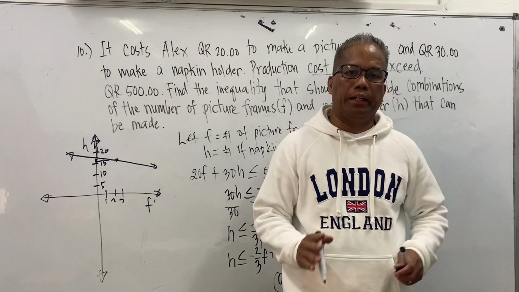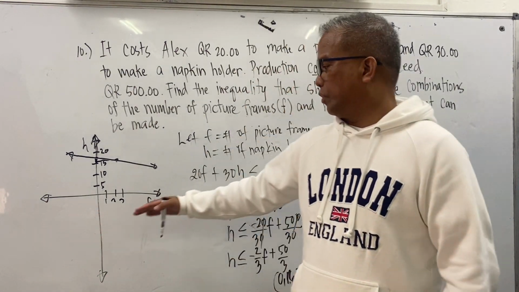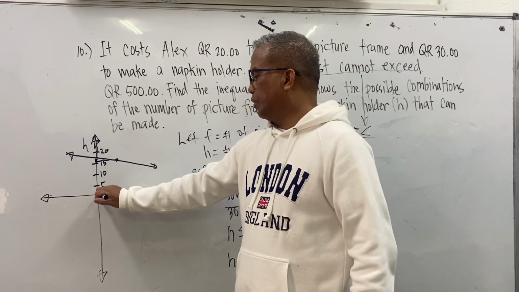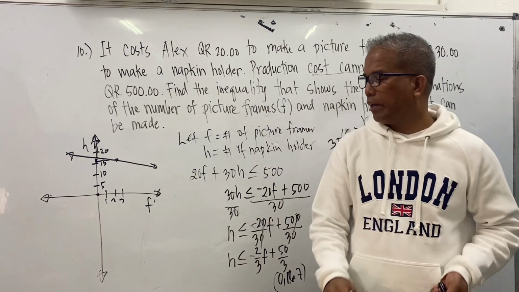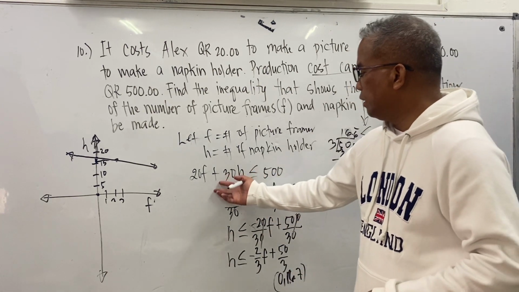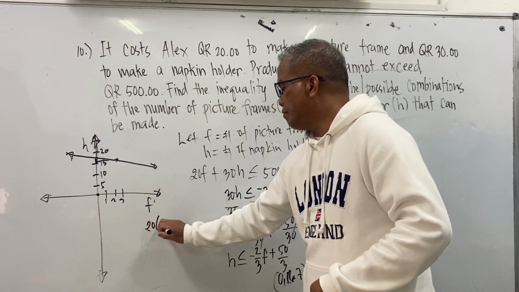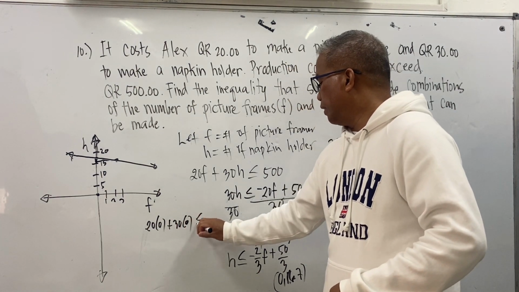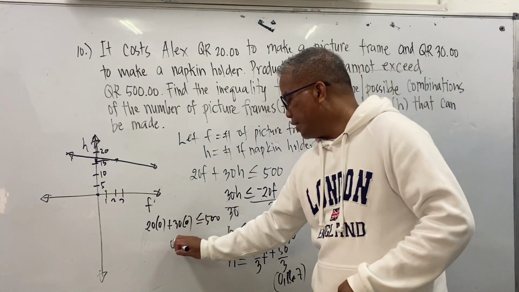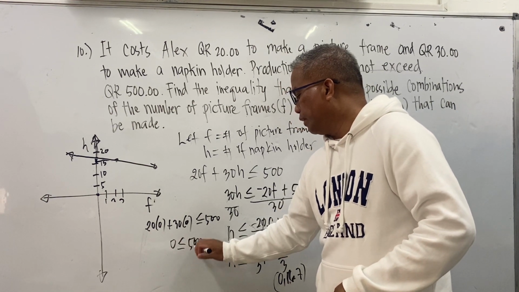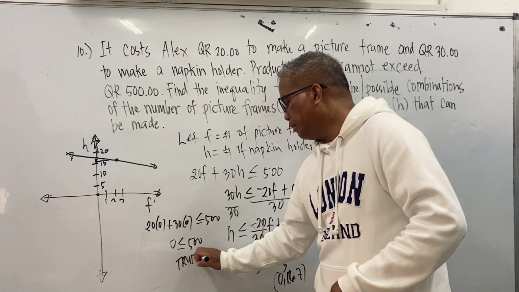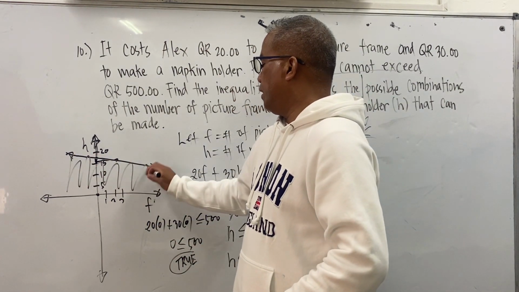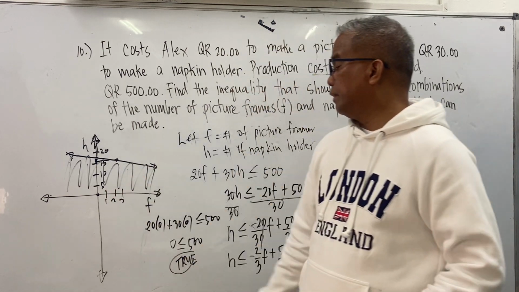Now, it's time to find out the shaded part. So this will serve as our boundary line. Again, I always use (0, 0) as my reference point. So all you have to do is substitute it here. 20 times 0 plus 30 times 0 less than or equals 500. Then 0 less than or equals 500. So the answer now is a true statement, which means the shaded area will be here below the boundary line.